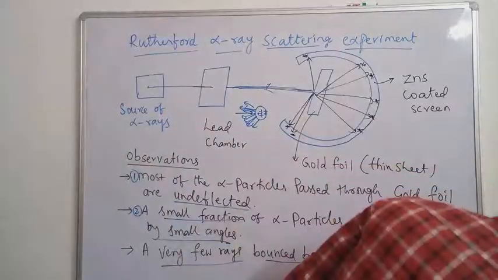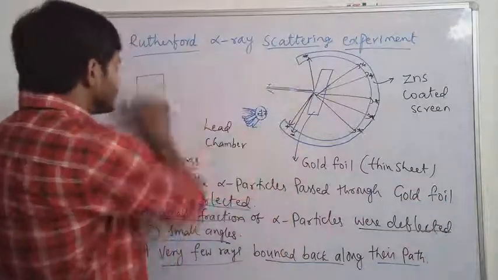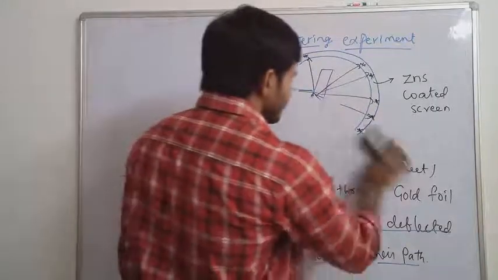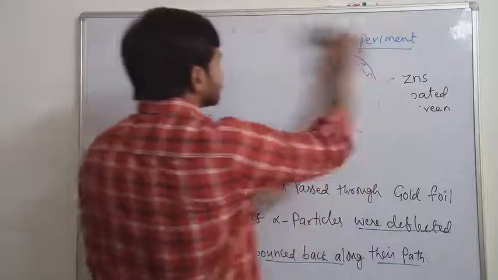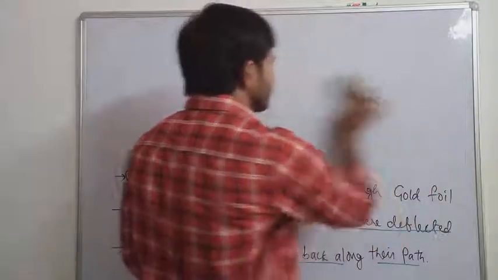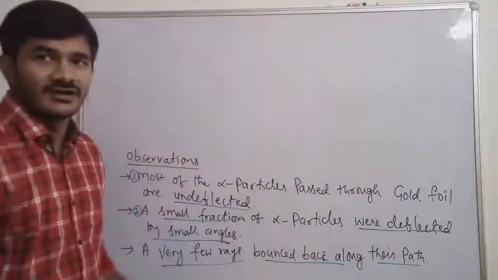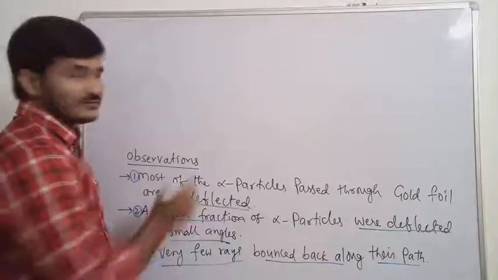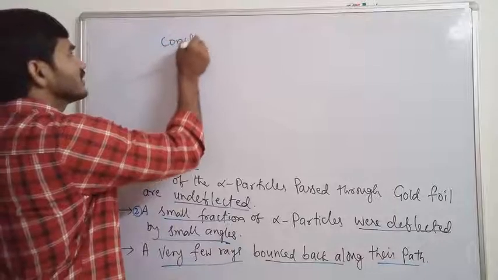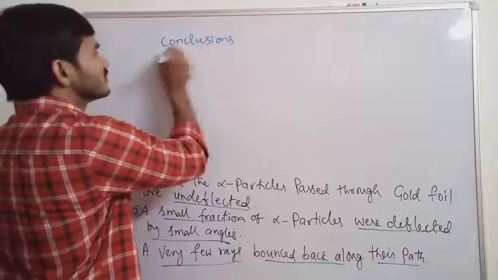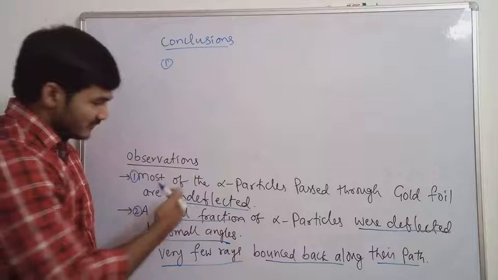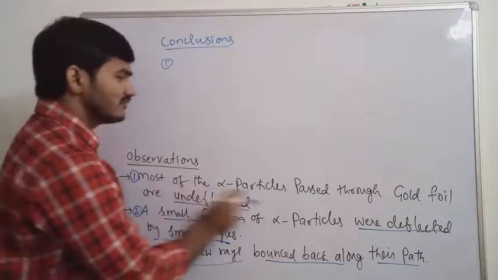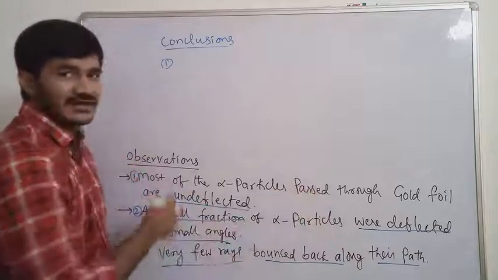Rutherford has given conclusions. What are the conclusions made by this experiment? In the alpha ray scattering experiment, you see, the first point is that most of the rays pass through the gold foil undeflected. Based on the first point, what can we write as a conclusion? Conclusions, first point. From three observations, we write three conclusions. First observation: most of the alpha particles passed through the gold foil undeflected.